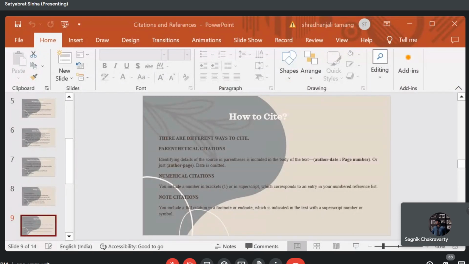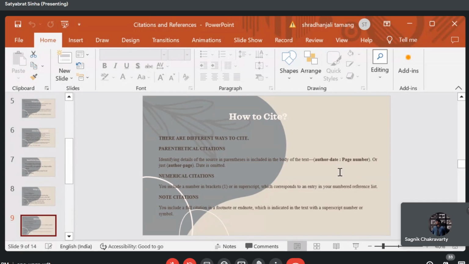There are, of course, very different ways to cite. One is what I showed you already, where you put these citations in parentheses. So there is what we call parenthetical citations, where the identifying details of the source, the surname of the author and the year of publication, are included in the body of the text. So you saw Redoc as the author, 2000, and page number 210. Or some other styles use just the surname of the author and page number.